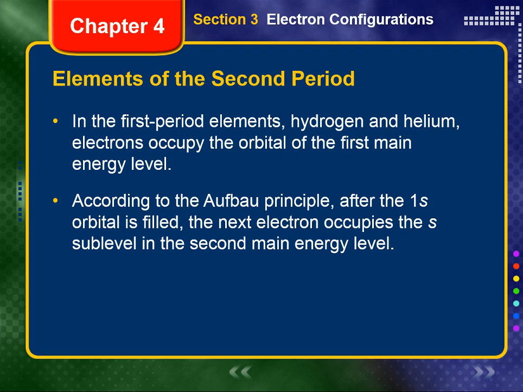According to the Aufbau principle, after the 1s orbital is filled, the next electron occupies the s sublevel in the second main energy level. Thus, lithium, Li, has a configuration of 1s2, 2s1. The electron occupying the 2s level of a lithium atom is in the atom's highest or outermost occupied level.